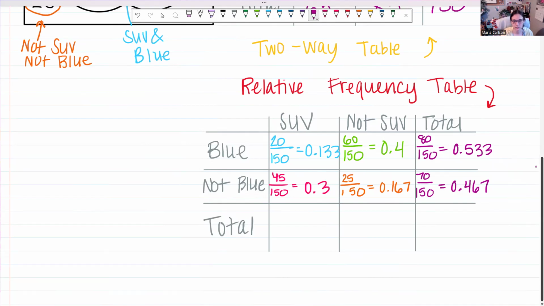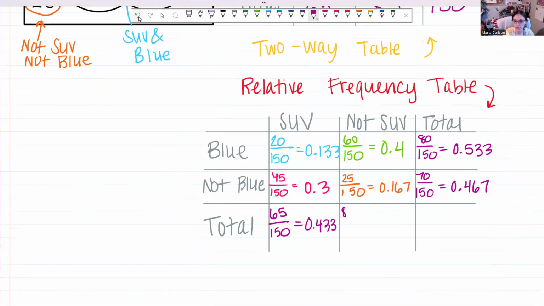All right, now let's look at the marginal frequencies for the SUVs. So let's see, there were 65 SUVs in total out of the 150 vehicles. And if you add up the two relative frequencies altogether, that is 0.433. And then our not SUVs, we had 85 of those in total.